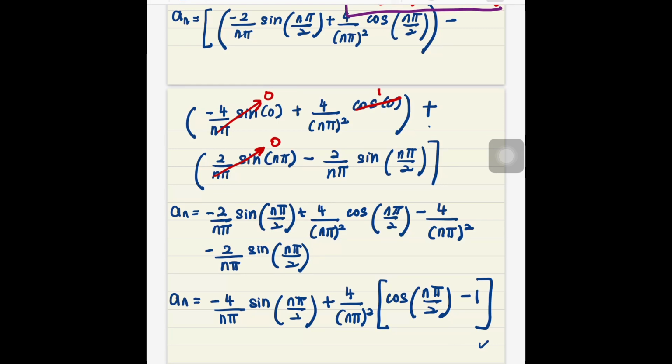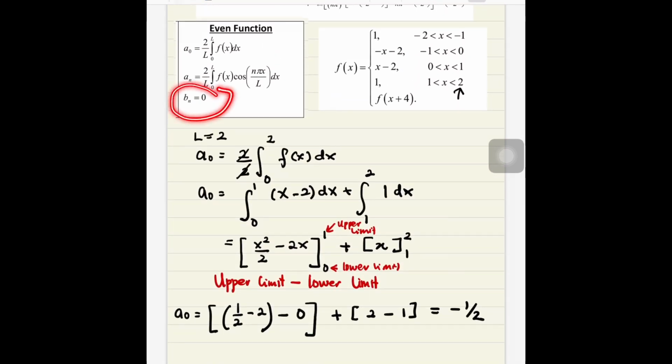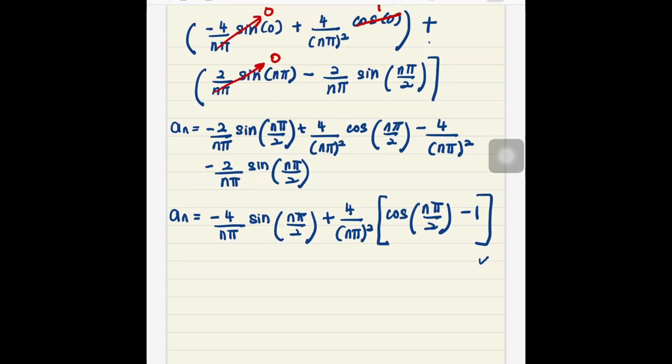Okay, so now you already have your a naught and an, and since this is an even function, you know that your bn is equal to 0. So you need to state here your bn is equal to 0. By writing this one, you get one mark. Okay, so please remember, when you know that it is an even function, write bn is equal to 0. Or if the question already states that the function is an even function, you don't have to sketch. The clue is for you to know that your bn is equal to 0, then just calculate your a naught and an.